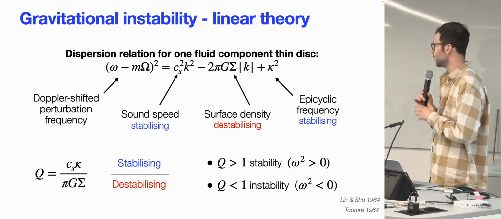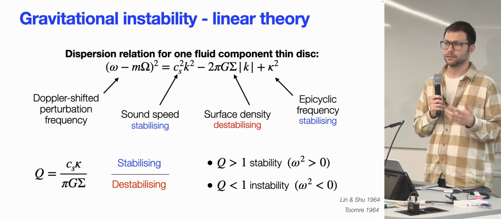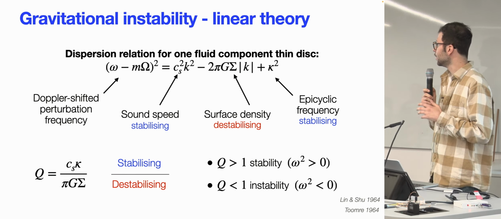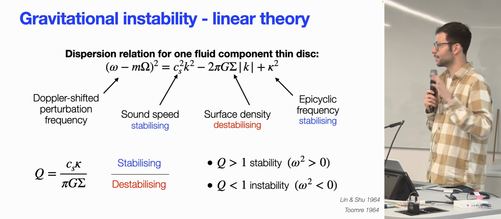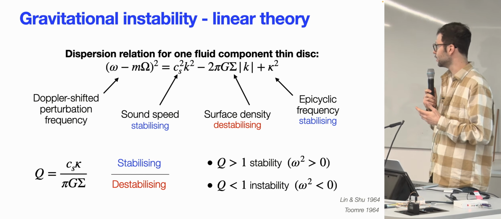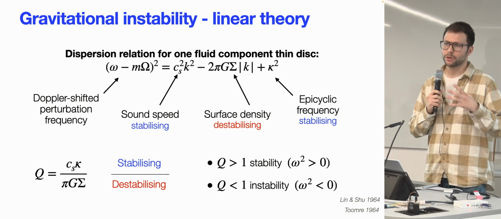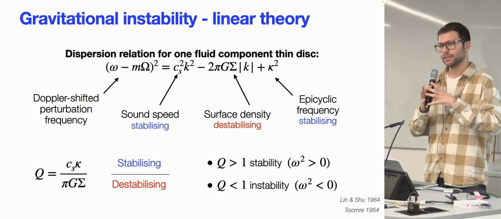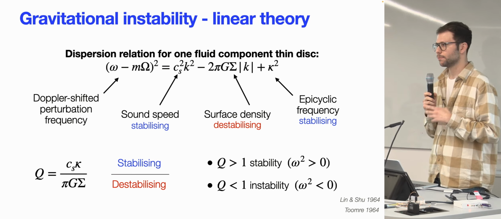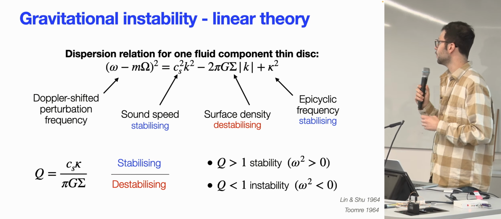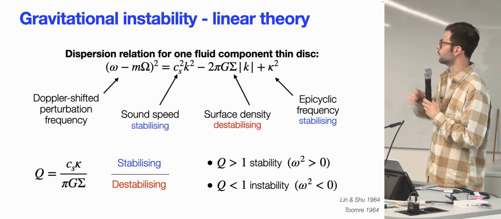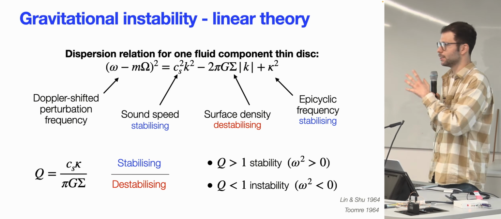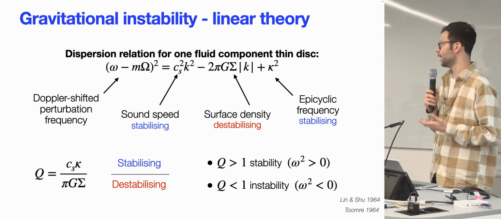But here in this equation, there are all the important ingredients we need to take into account when we consider gravitational instability. In particular, there are stabilizing and destabilizing effects in the disk. The sound speed, so the pressure, is a stabilizing effect, meaning that the pressure tends to expand the disk, preventing the collapse. Then we have the surface density, the term proportional to sigma, which is proportional to the disk mass. This is the self-gravitating term itself, so it tends to destabilize the system.